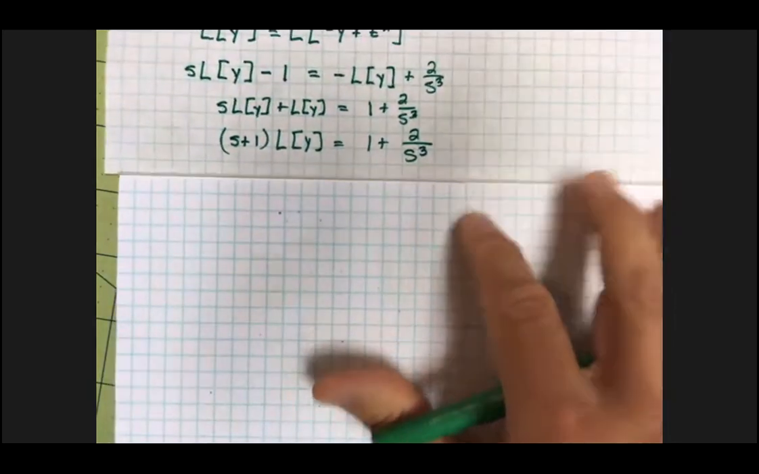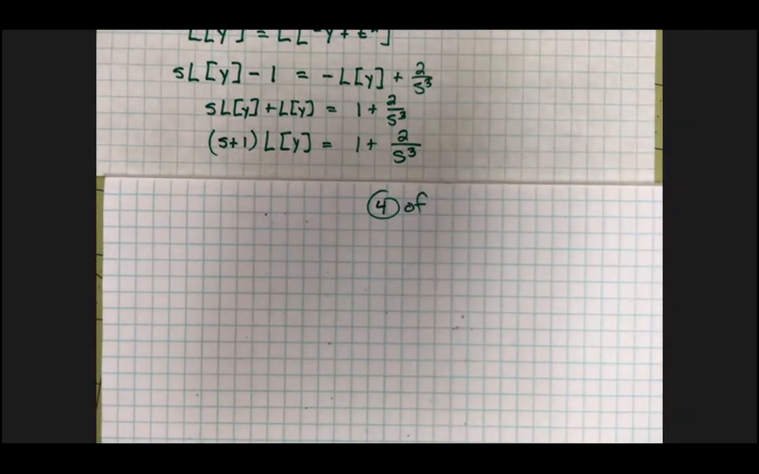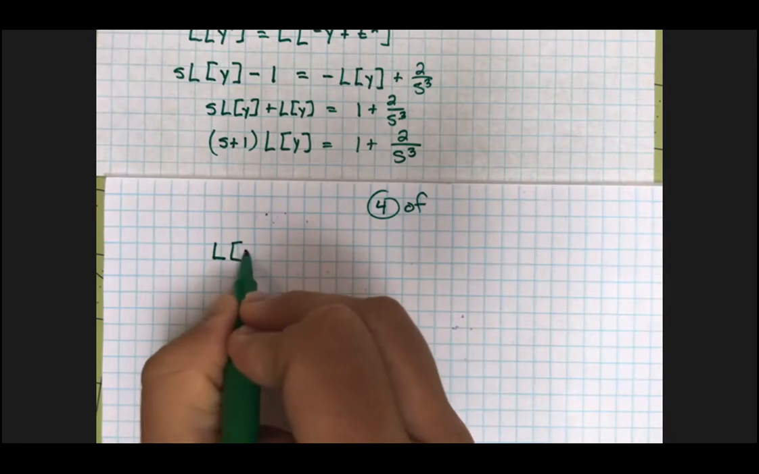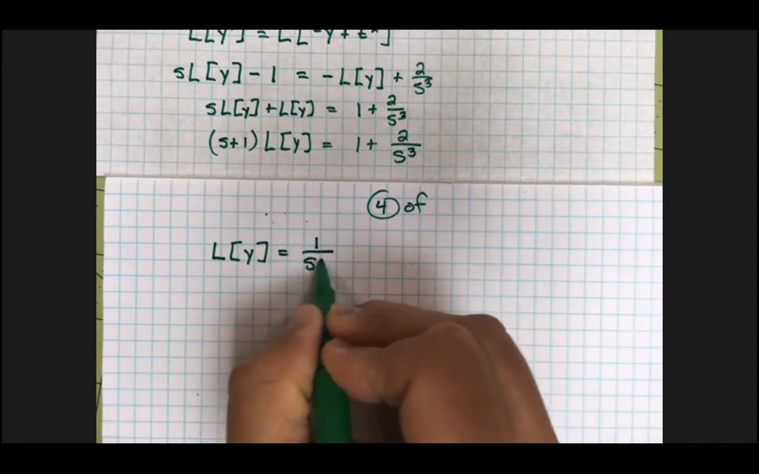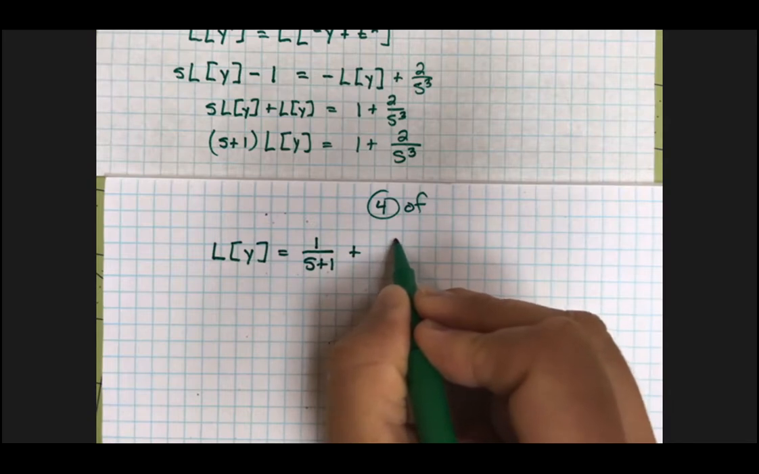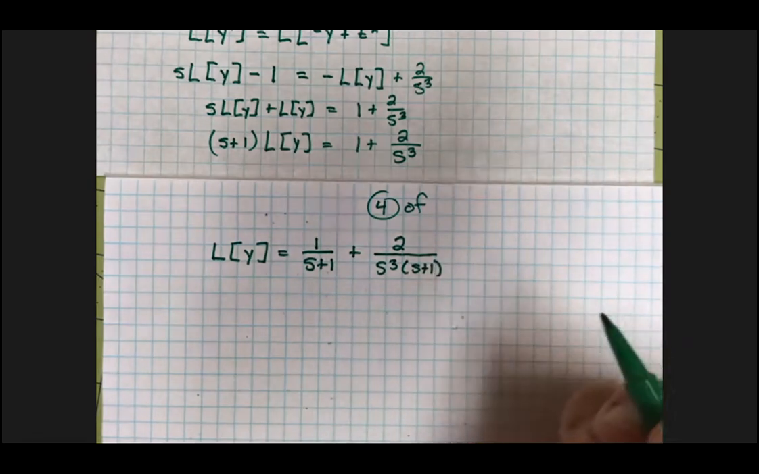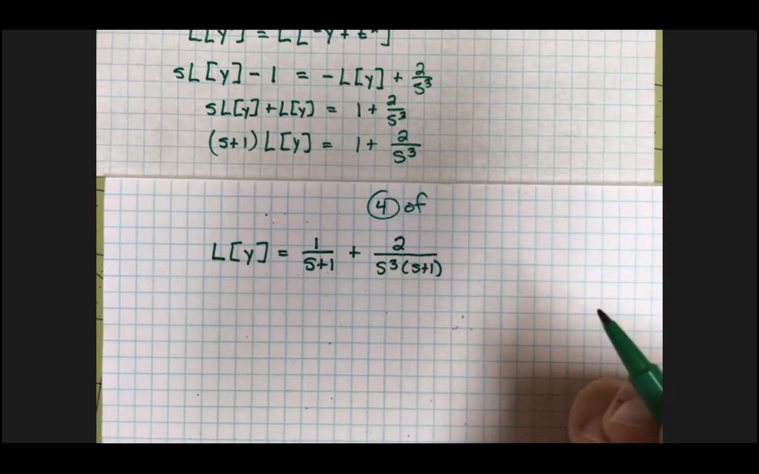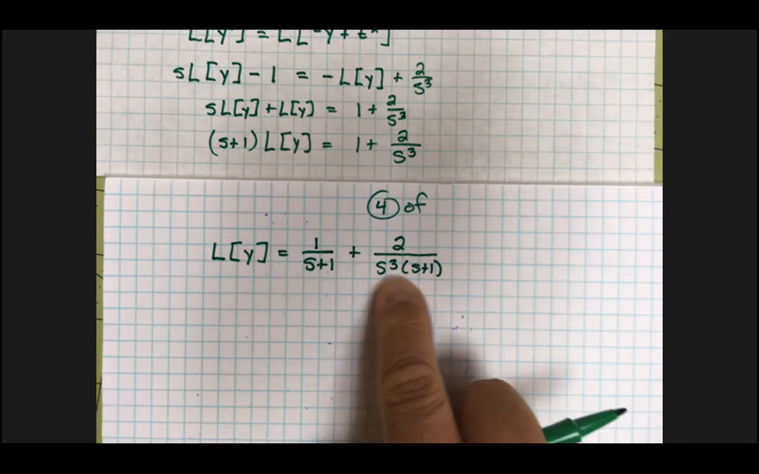I'm trying to keep two papers in the window at the same time. This is page 4 today. So let's try to decode this. This is truly the answer: 1 over s plus 1, plus 2 over s cubed times s plus 1. But now I'm going to start to suffer a little bit, because like I had to do partial fraction decomposition on the previous problem, I have to do it here. Now I have to make a decision about how to proceed on this, right?